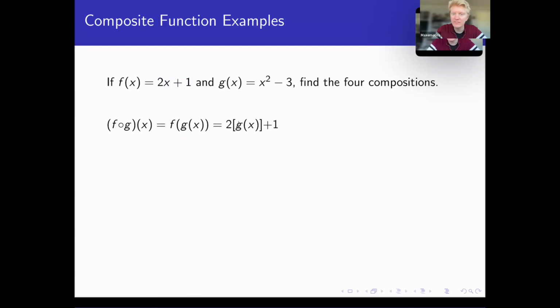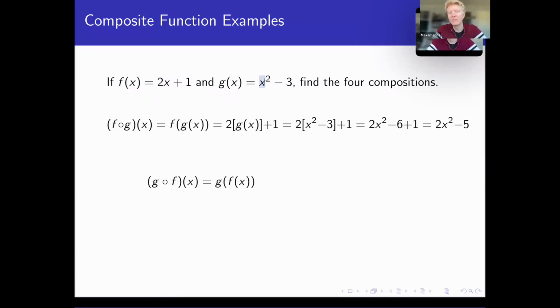And then g of x is x squared minus 3. Let's distribute 2, and negative 6 plus 1 is negative 5. G of f says g of x with f of x plugged in. Well, g of x is x squared minus 3, so g of f of x is f of x squared minus 3. But f of x is 2x plus 1.